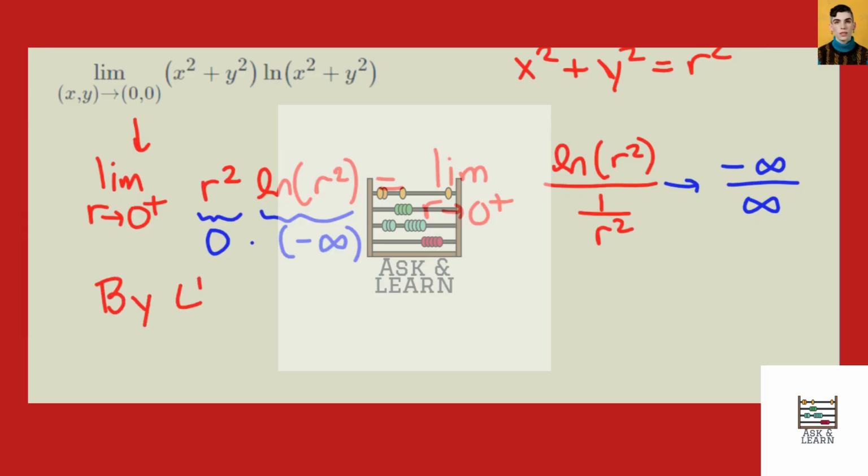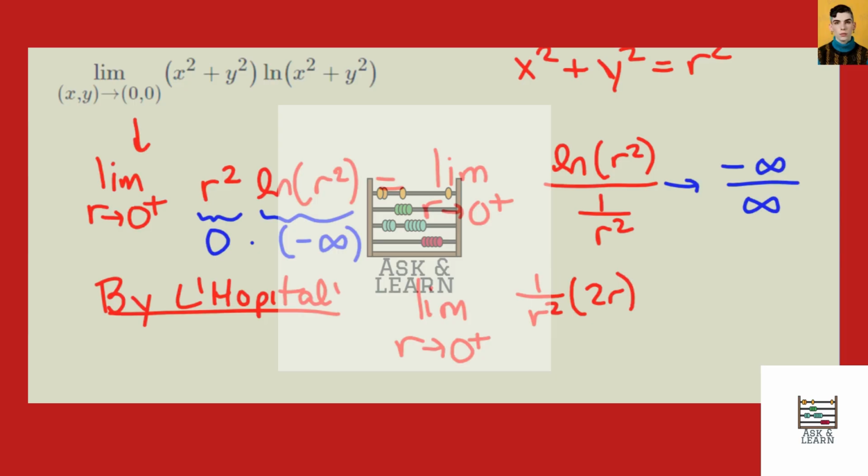So by L'Hopital's rule, what do we have? Well, we have the limit as r approaches 0 from the right. The derivative of the numerator, the derivative of the ln of r squared, is 1 over r squared times 2r by the chain rule. In my denominator, the derivative of 1 over r squared, the derivative of r to the negative second power, is negative 2r to the negative third, or negative 2 over r cubed.